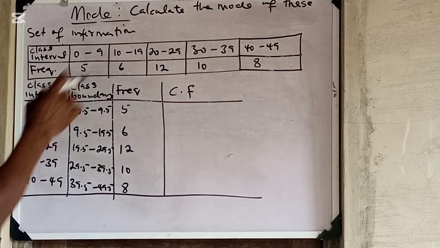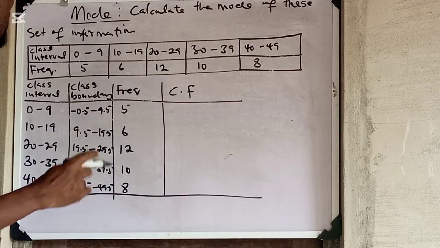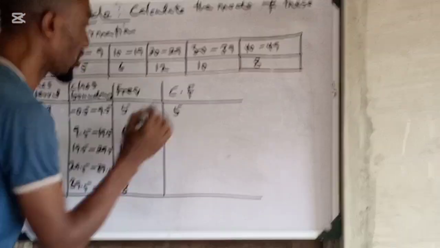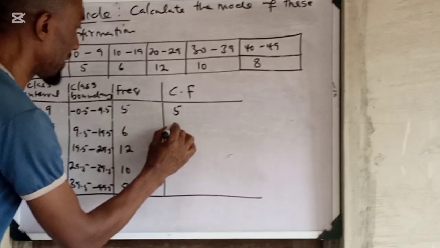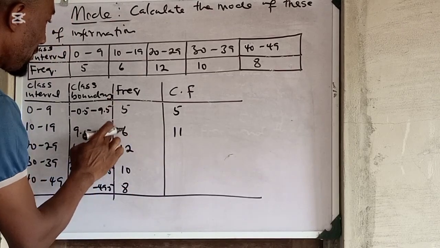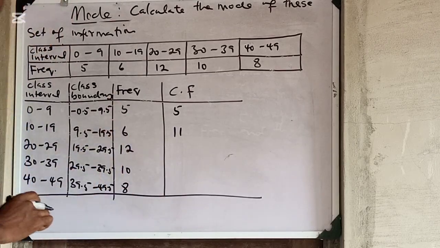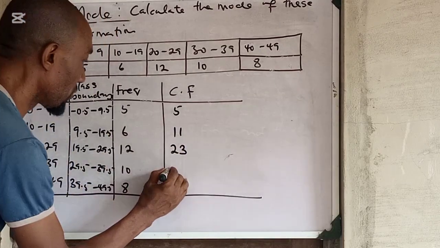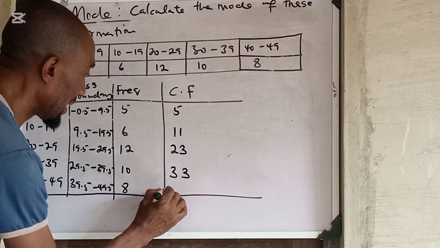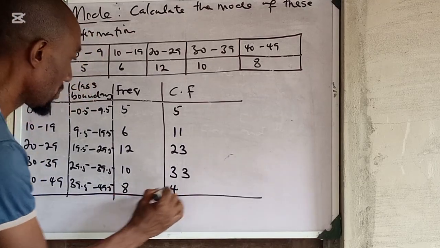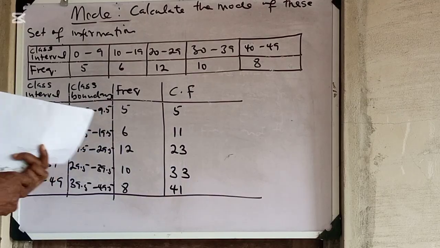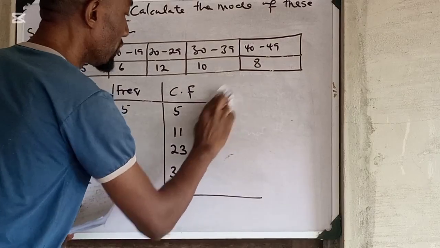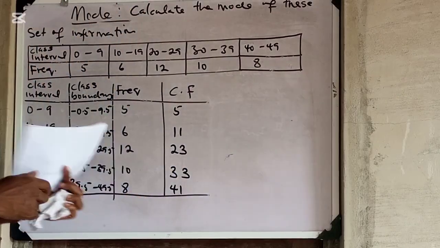Now, just for the purpose of knowing what cumulative frequency is, cumulative frequency is simply the addition of frequency down the column. The first cumulative frequency is 5. 5 plus 6 gives you 11. Then 11 plus 12 gives us 23. Then 23 plus 10 gives you 33. Then 33 plus 8 gives you 41. So this gives you the column for your cumulative frequency. Let's go ahead now and use this to get our mode.